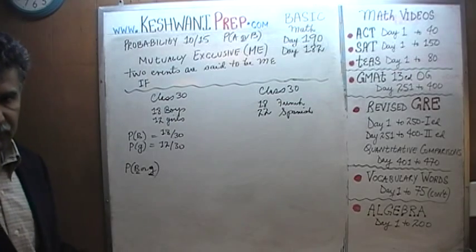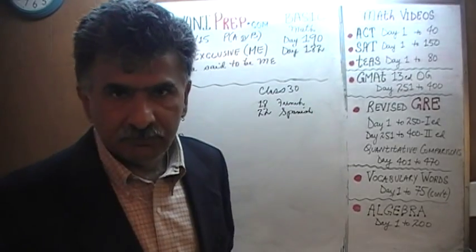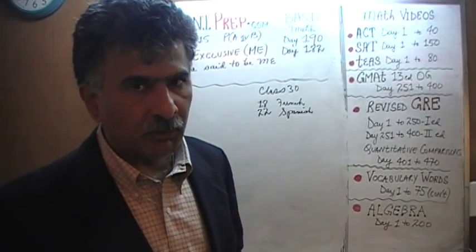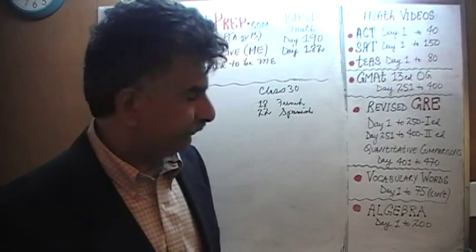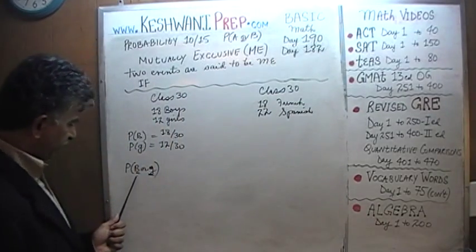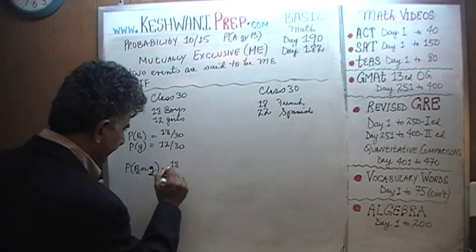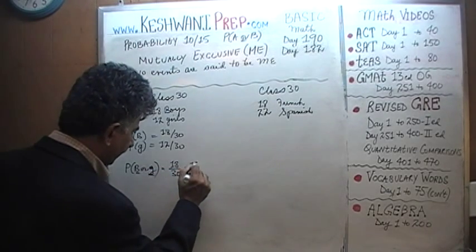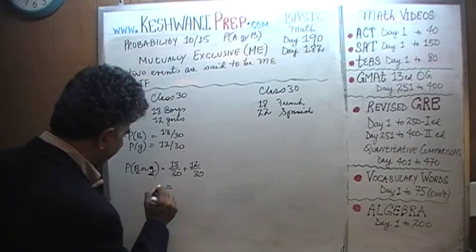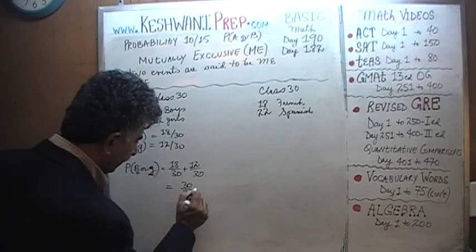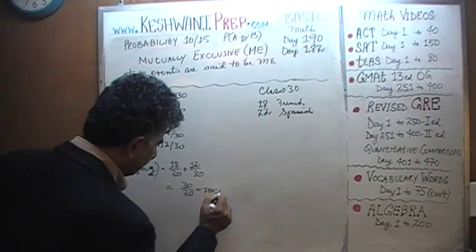Why? Because the person that I pick is going to be either this or that. Leaving aside for the time being the complications that one might encounter in the real world. The odds of picking a boy is simply 18 out of 30. The odds of picking a girl is 12 out of 30. And therefore, the odds of picking either a boy or a girl is simply 30 out of 30, or 100%. Very simple.